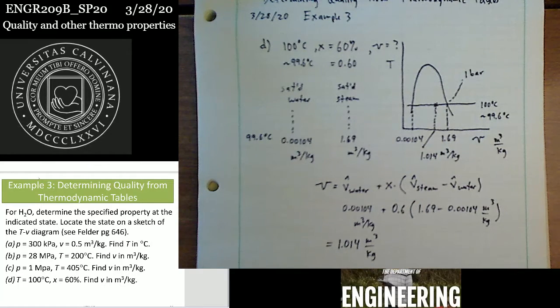And you could do this at any pressure that you can find on your table, from the lowest pressure, which on this table is 0.1 bar, all the way up to the critical pressure, which is 221.2 bar.